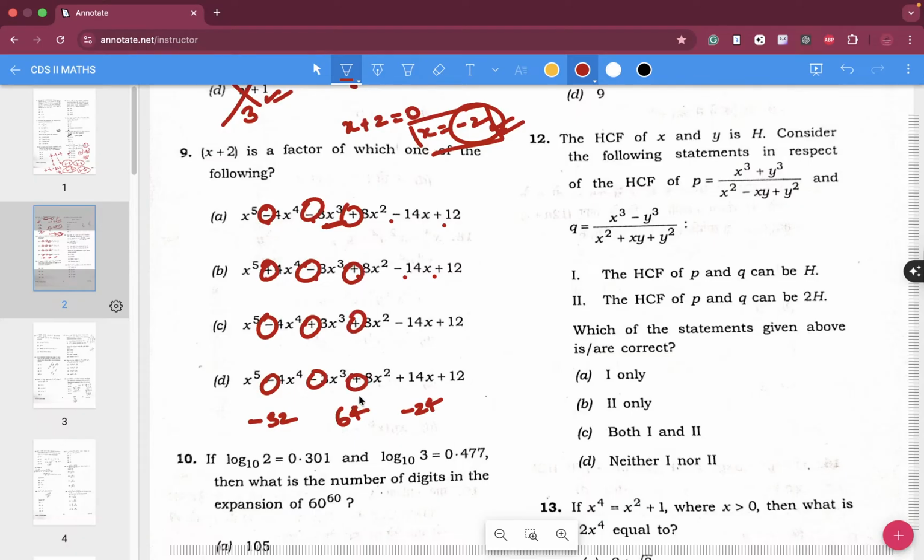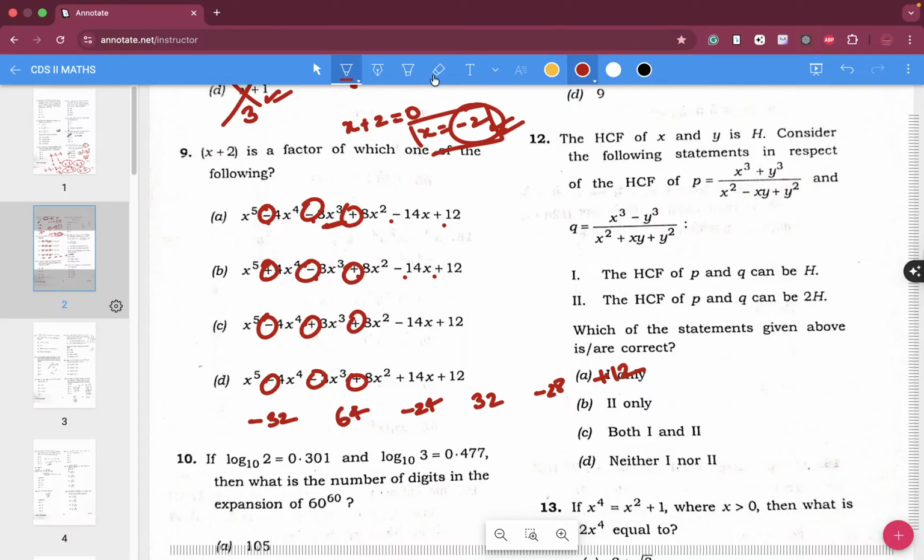Now over here x square is how much? 4. X square is 4, into 8 is how much? 32, right? And x is equal to minus 2, so over here it will be how much? Minus 2 into 14 is how much? Minus 28. And the last one is going to be a positive number, plus 12 for sure.